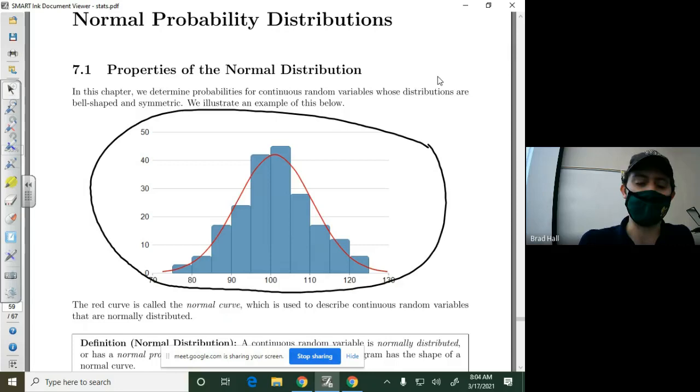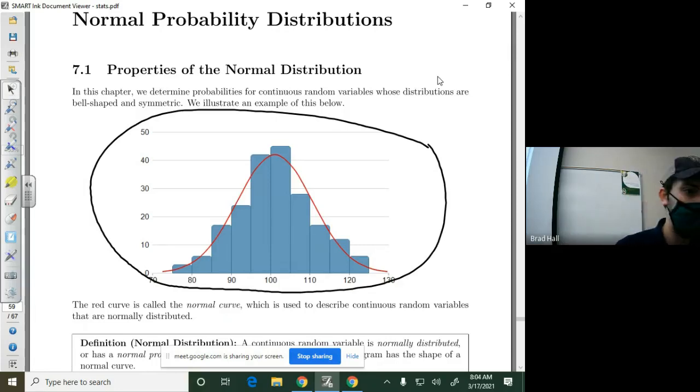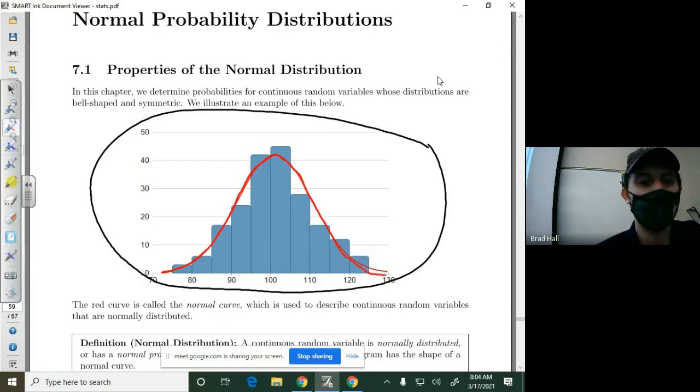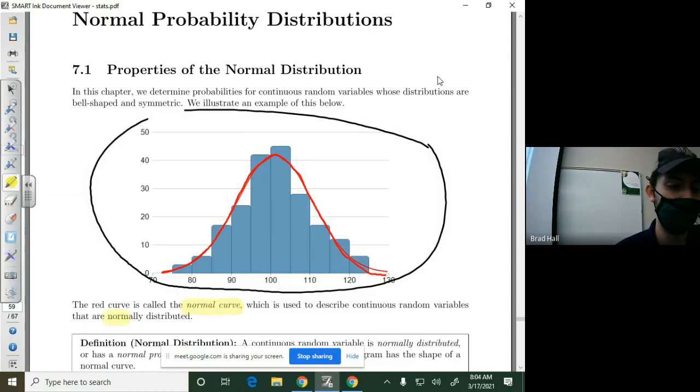In any case, we see that the data is roughly bell-shaped and symmetric, as you can hopefully see by this red line that's drawn to represent the data. This is the visual representation of data we will be looking at, just anything that is bell-shaped. Now this red curve that I drew is what's called a normal curve. This is going to come up a few times. It's used to describe continuous random variables that are normally distributed.